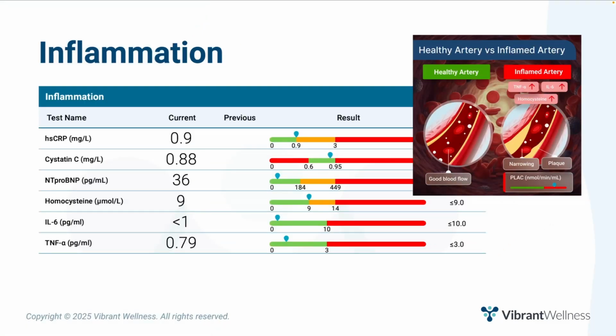The inflammation section includes markers that reflect chronic inflammation, which is a key factor in cardiovascular disease. This panel includes hsCRP, a well-known marker of systemic inflammation that is linked to higher risk for heart disease, along with other markers such as homocysteine, interleukin-6, and TNF-alpha, which are involved in the inflammatory cascade that promotes vascular injury and atherosclerosis. Finally, NT-proBNP and cystatin C are indicative of heart and kidney function, respectively, both of which are essential in cardiovascular risk assessment.